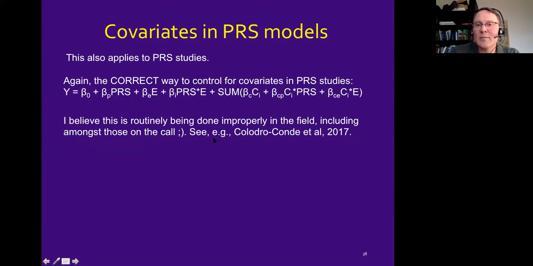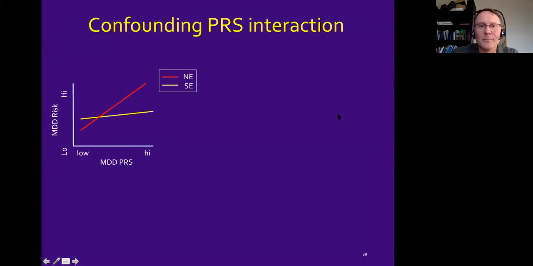So there's this paper by Lucía Colodro-Conde, who is a good friend of mine, and a lot of other people who are good friends of mine are on that paper, many of whom know a lot more about statistical genetics than I do. I'm not trying to one-up anyone here, but I think that they've gotten this wrong. In fact, they cite my paper on how to do it correctly, but then they proceed only to control for the simple effects.